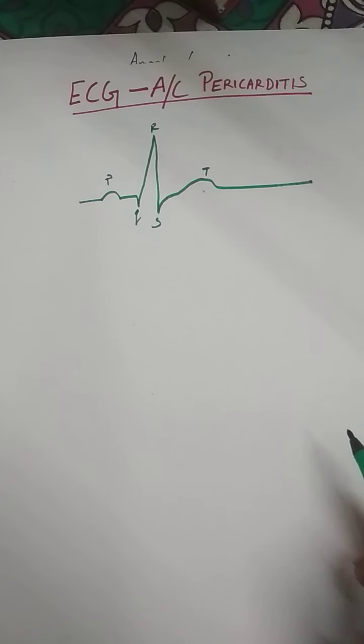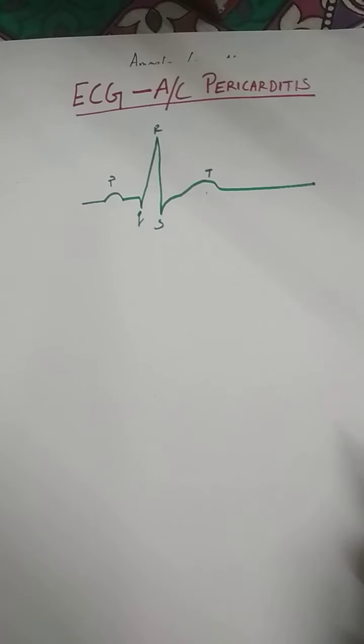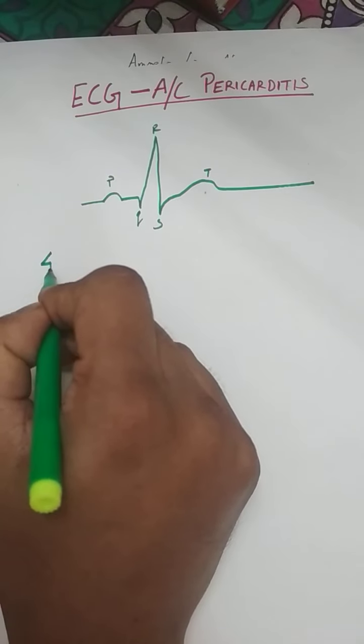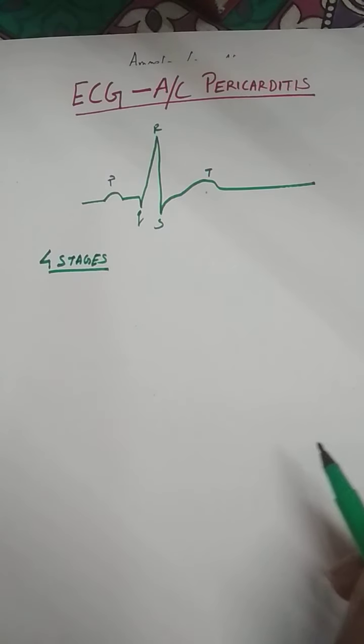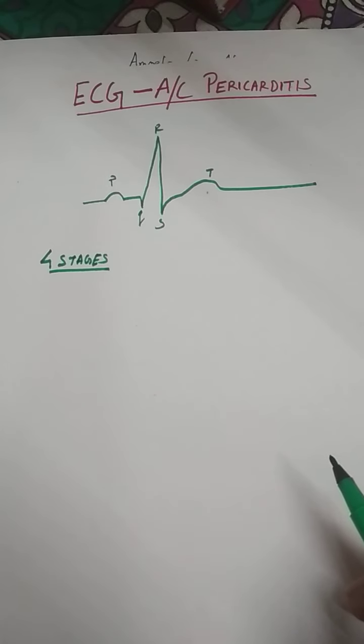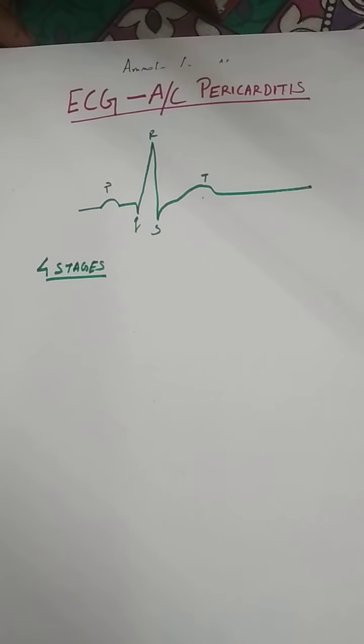The evolution of ECG in a person with acute pericarditis takes place in 4 stages. There are 4 stages, but clinically important is the first stage. The important changes that take place in the ECG of a person with acute pericarditis in the first stage are clinically and practically important, but for academic purposes we will also discuss the second, third and fourth stage. So first, the changes in the first stage.